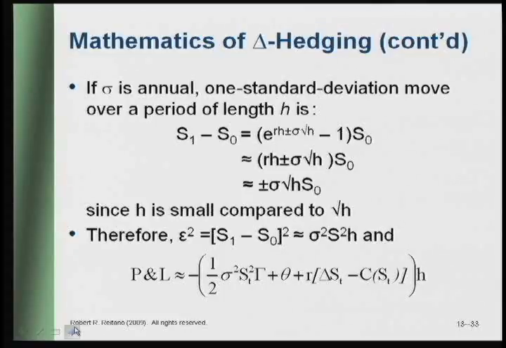So if we now look at the mathematics of delta hedging, if sigma is our annual volatility, again, we're returning to this notion of what happens if stock prices move one standard deviation. So if S1 is indeed S0 with one plus or minus standard deviation based on our lattice, this is the formula. Now again, notice going from here to here, I use that exponential approximation. And going from here to here, I'm basically acknowledging that h is small compared to square root of h.